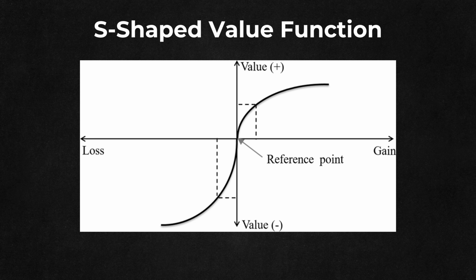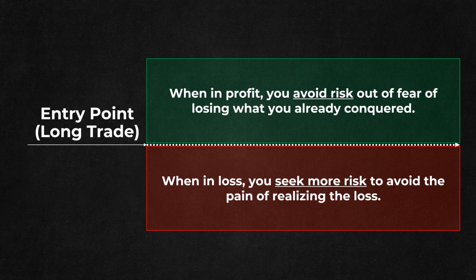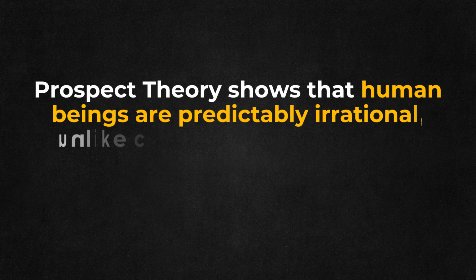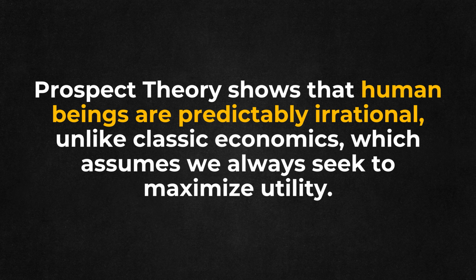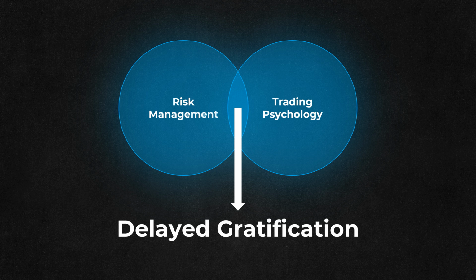This shows why you want to stay in the trade when you are losing, and why you want to close the trade as soon as it becomes profitable. In the first case, you are afraid of realizing the loss, and in the second case, you are afraid of losing what you already conquered. In other words, prospect theory shows that human beings are predictably irrational, unlike classic economics, which assumes we always seek to maximize utility. This leads to a powerful idea that sits at the intersection between risk management and trading psychology: the idea of delayed gratification.